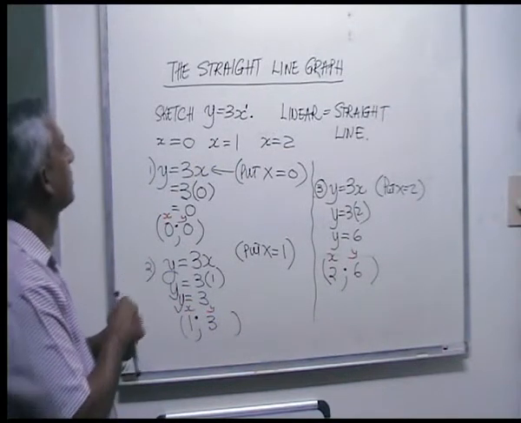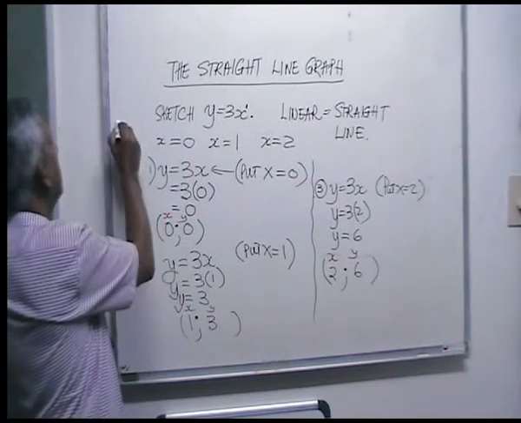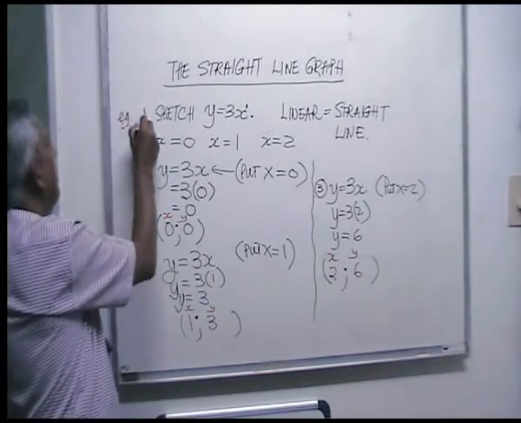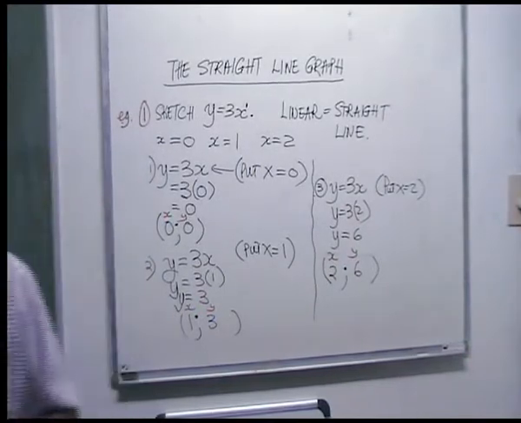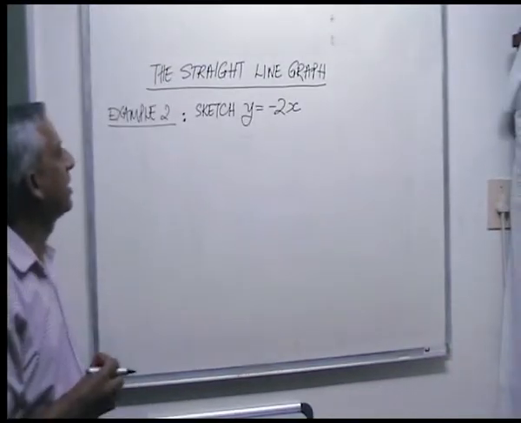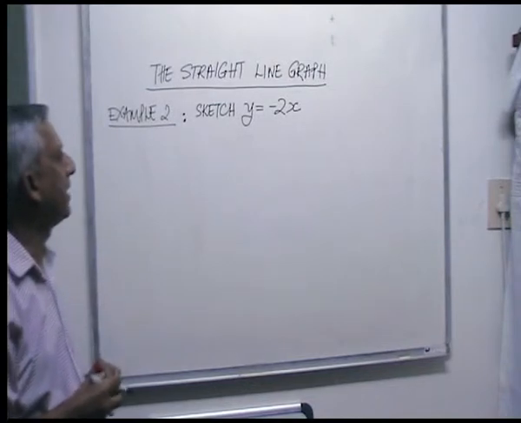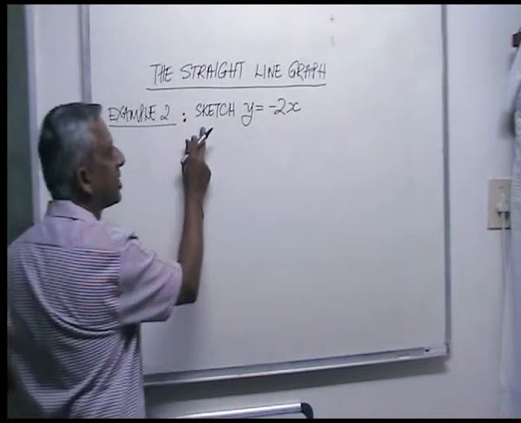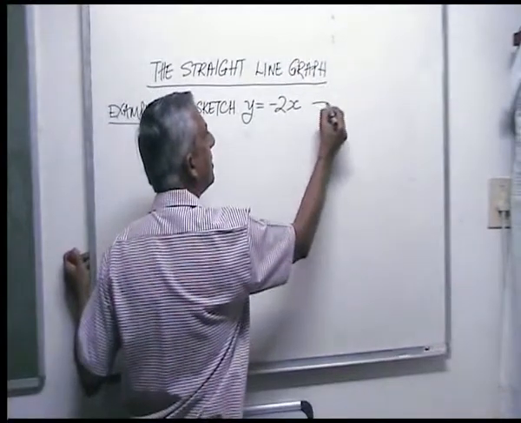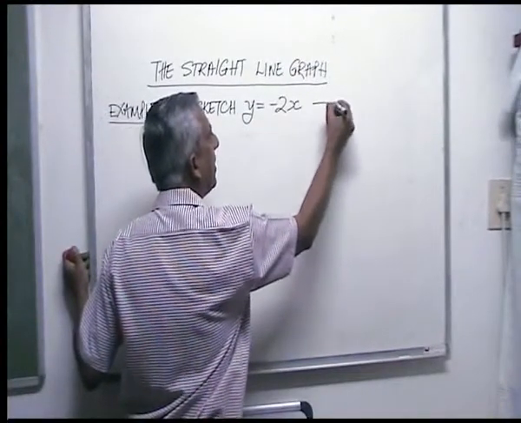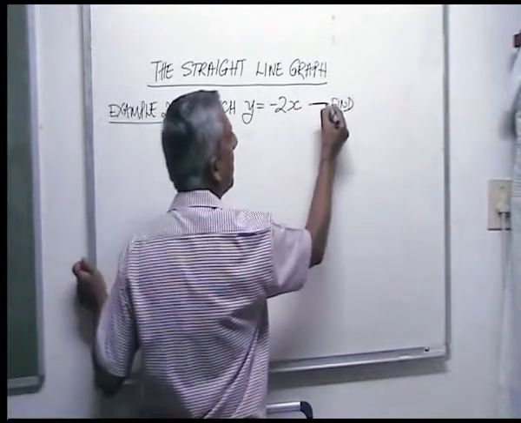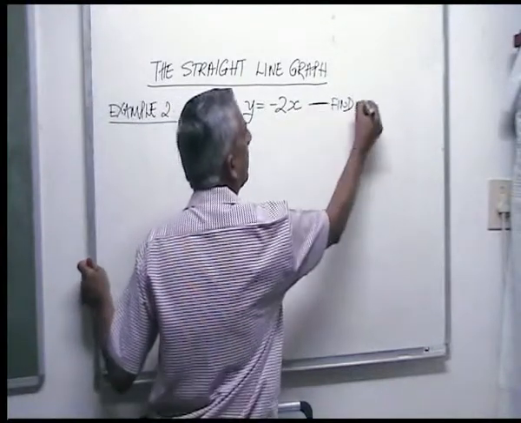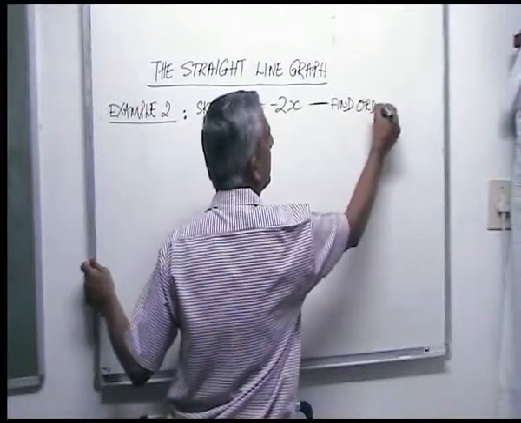So this was example 1. We're going to move on to example 2. Sketch y is equal to minus 2x. Now if they say sketch, it means there are steps. Step 1 is find the ordered pairs. So that's what we're doing now.